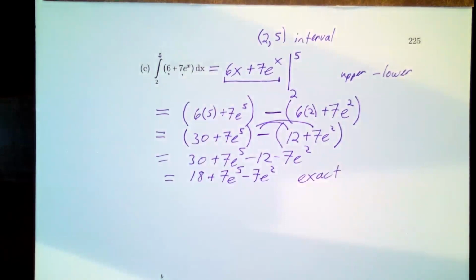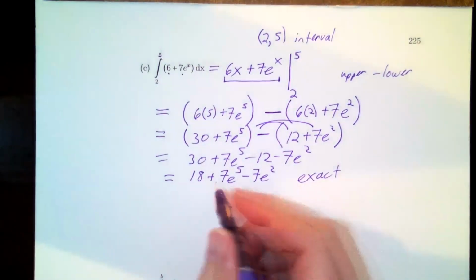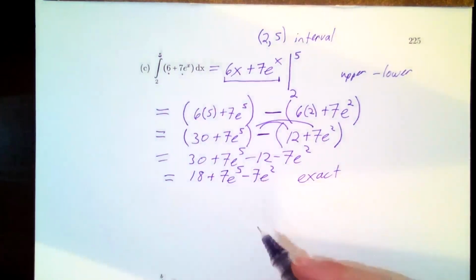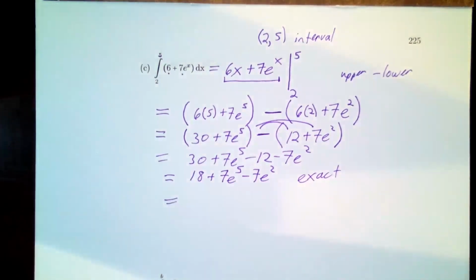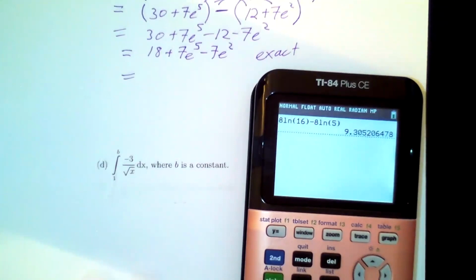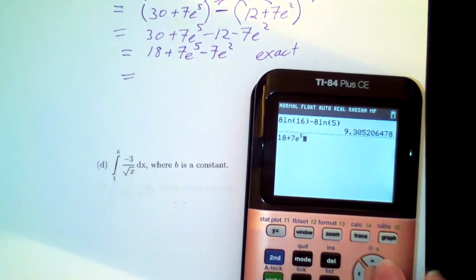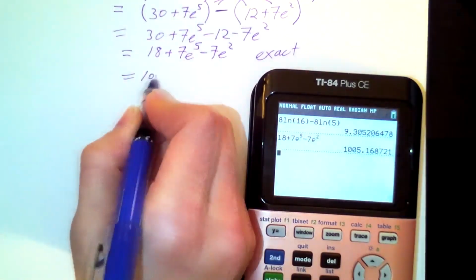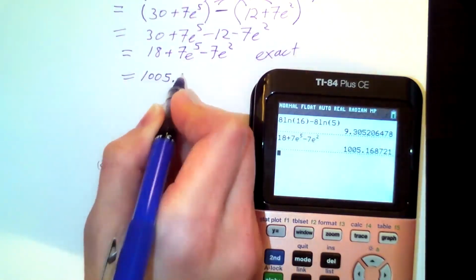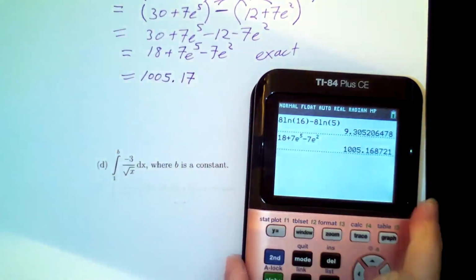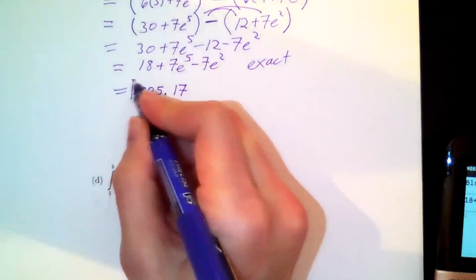Exact meaning, I haven't punched this out and made it a nasty looking decimal. So you could maybe enter it like this into your homework, but if we want to punch this out and find its decimal value and round, let's see what we get here. So I need 18 plus 7e to the 5th minus 7e squared. And that's what I have. We round to 2 decimal places, it said. So this is 1005.17. And this is the result of our definite integral.